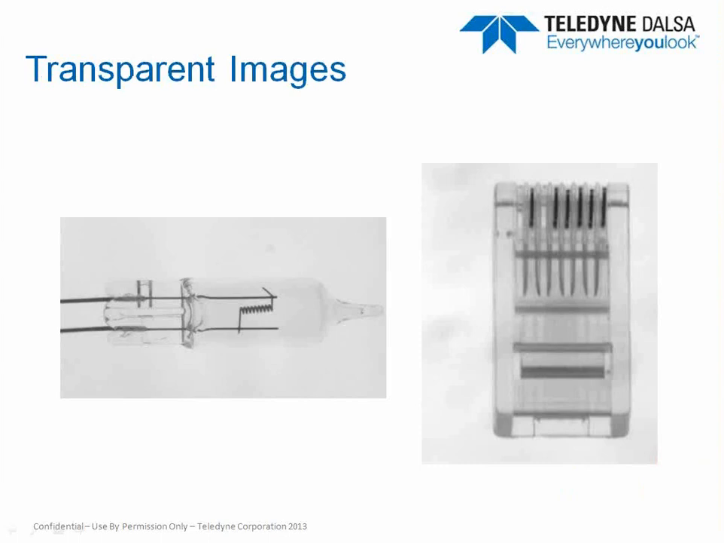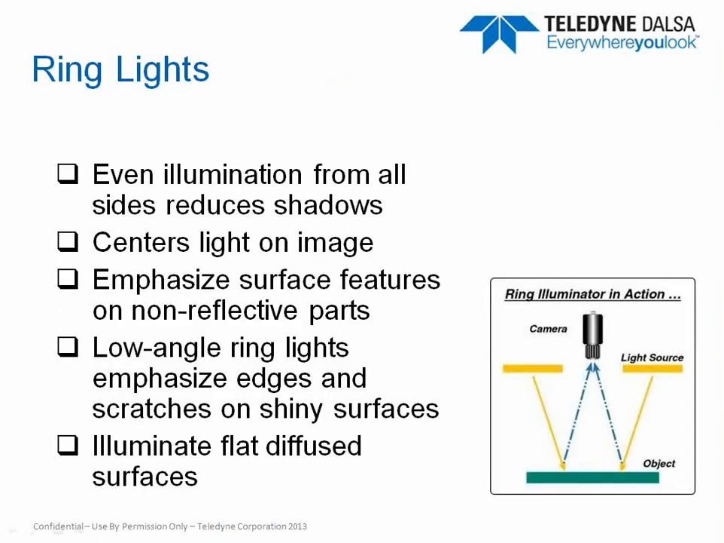So if you have a transparent light bulb and you want to see the filament, with a backlight the filament would block the light, and the rest of the bulb would do the same thing as the connector if you want to count the pins.